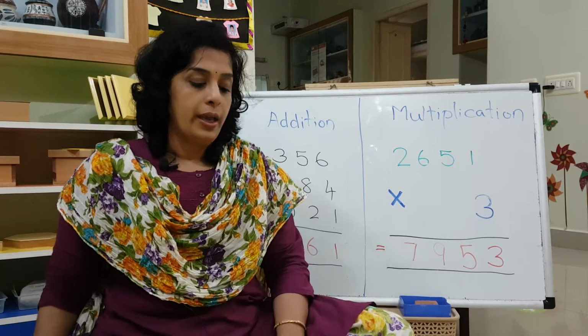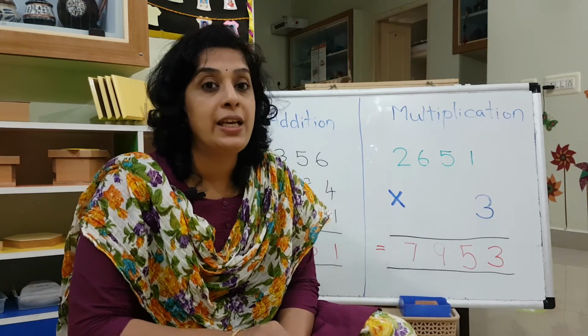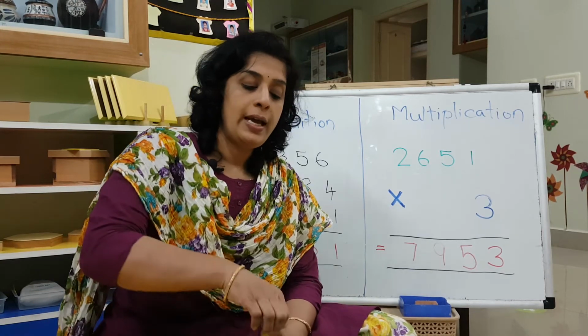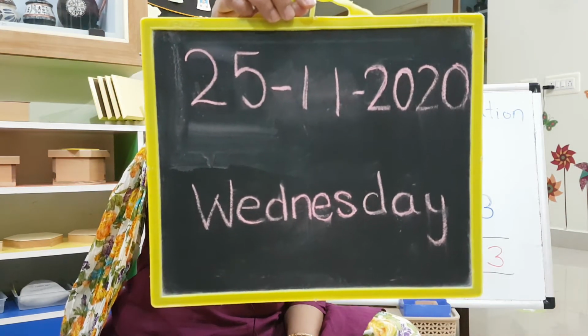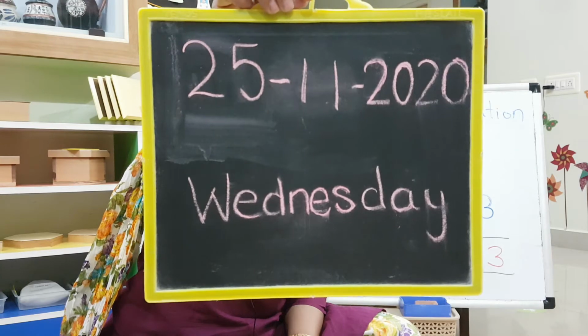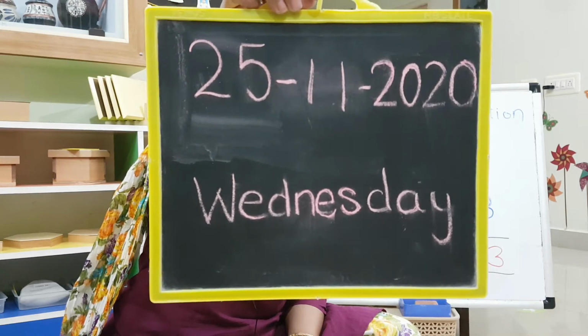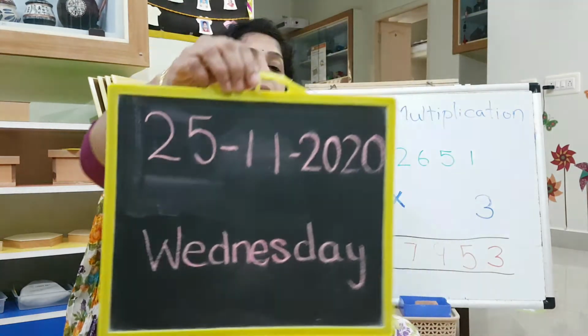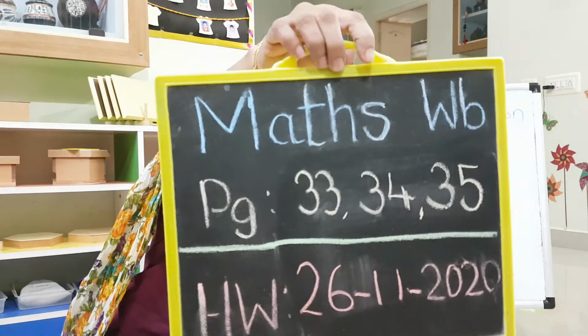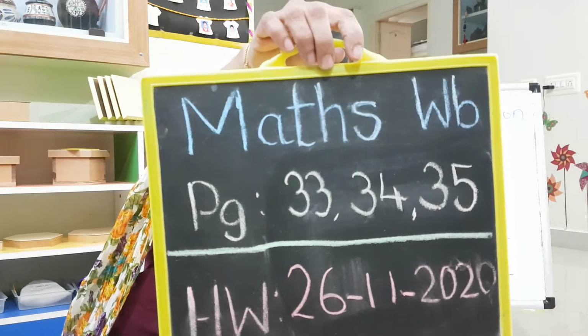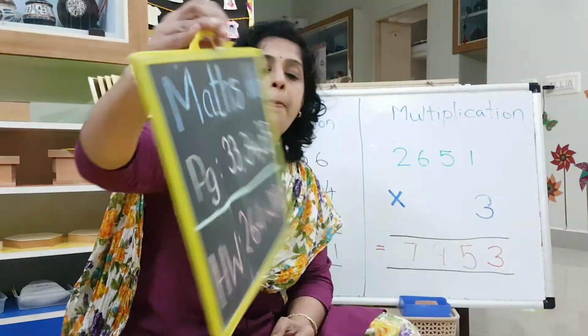Okay? Okay. Now we will move and see what is there in your workbook. For that, let me just tell you today's date is 25/11/2020, and I want you to open page number 33, 34, 35, which are the last pages.